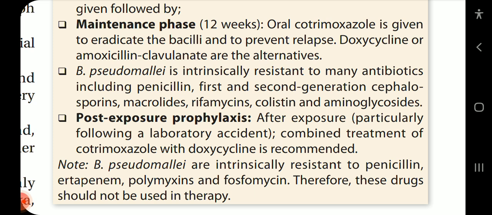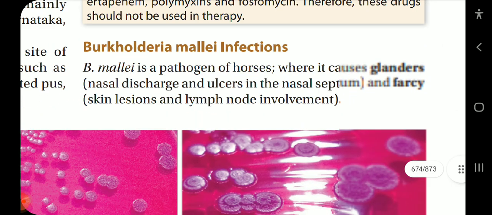Post-exposure prophylaxis. After exposure, particularly following a lab accident, combined treatment of cotrimoxazole with doxycycline is recommended. Note: Burkholderia pseudomallei is intrinsically resistant to penicillin, ertapenem, polymyxin, and fosfomycin. Therefore, these drugs should not be used in the therapy.